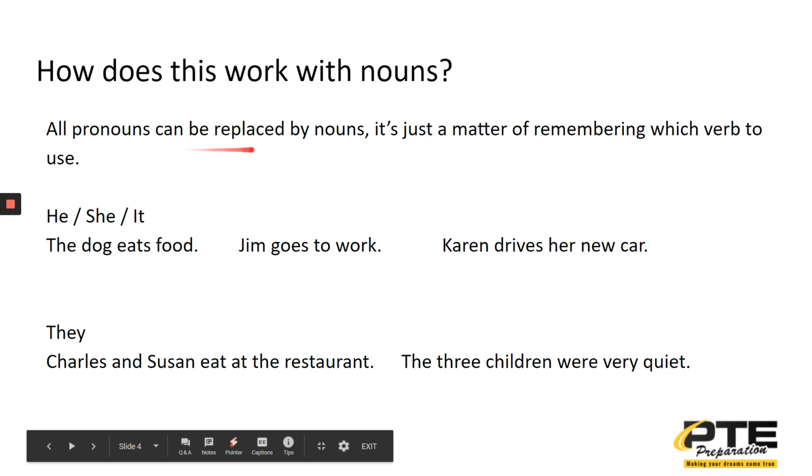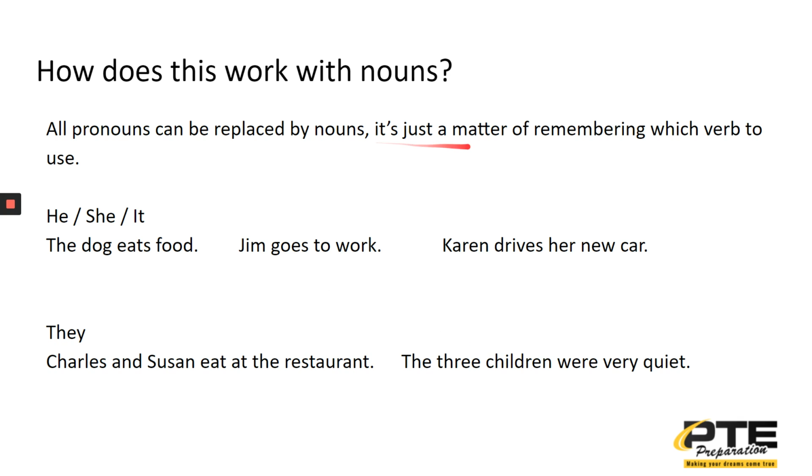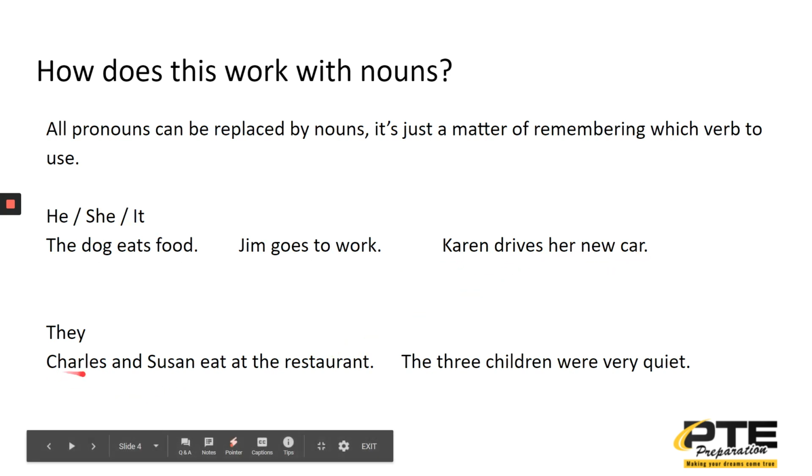All pronouns can be replaced by nouns. It's just a matter of remembering which verb to use. So he, she, it are your pronouns. The dog eats, it eats. Jim goes to work, he goes. Karen drives her new car, she drives. Charles and Susan eat at the restaurant, they eat.